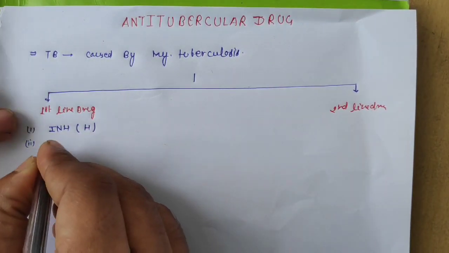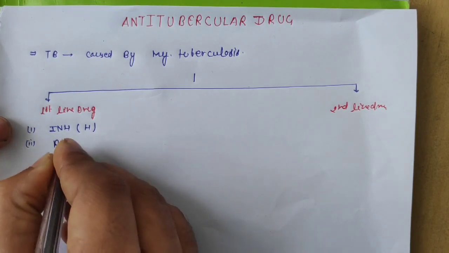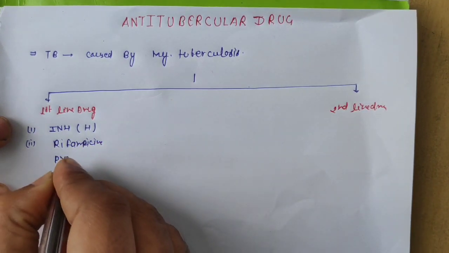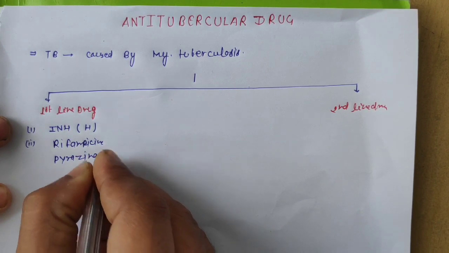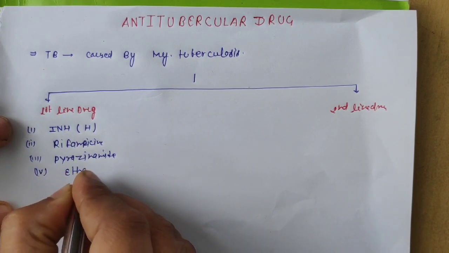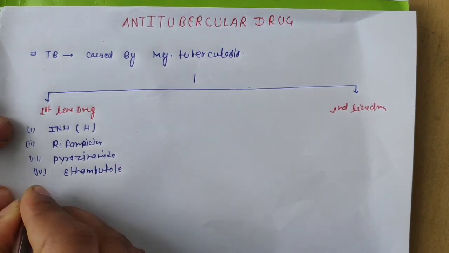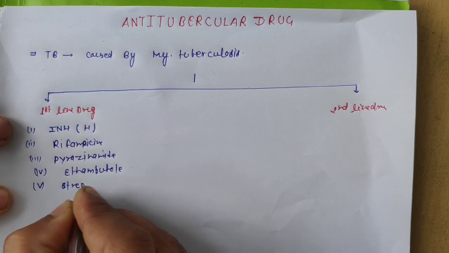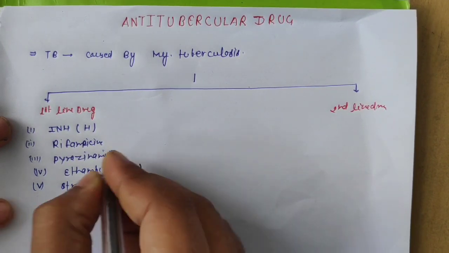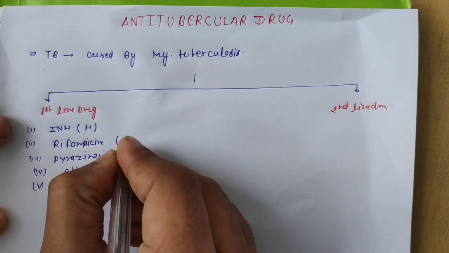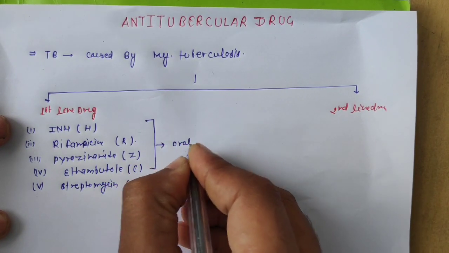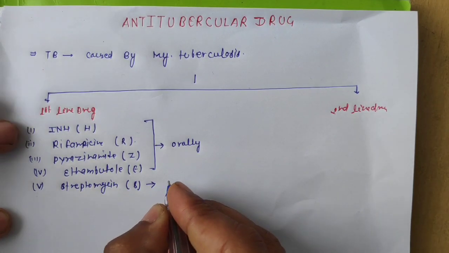Second is RIFAMPICIN. Third is PYRAZINAMIDE. Fourth is ETHAMBUTOL. Fifth is STREPTOMYCIN. In short, these are S, E, Z and R. These 4 drugs are given orally and streptomycin is injectable.